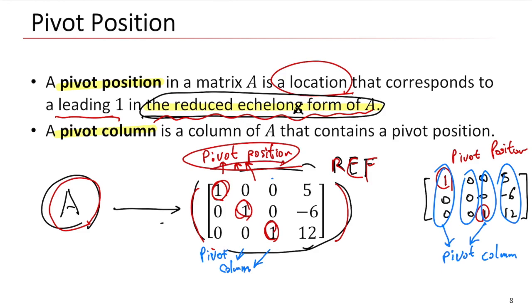And what is the pivot column? The pivot column is the column of a matrix A that contains some pivot position. So in this case, this one, and this one contain the pivot position. So these three columns are called the pivot columns. Okay, so this is the definition of the pivot position and pivot column. And actually, in the last lecture I gave you some example, something like this, right?